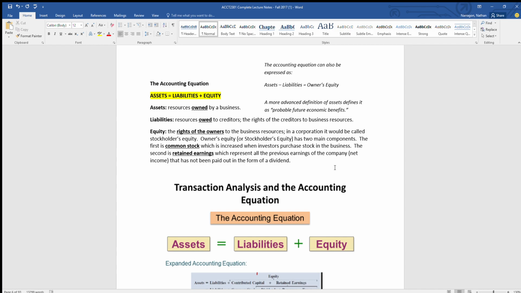Retained earnings is basically any previous earnings of the company, what is known as net income, that have not been paid out in the form of a dividend. So we haven't paid the owners a dividend from the income earned. Retained earnings is a big account, and we're going to be talking about it in quite a few chapters. But remember this, that equity has two major accounts right now, common stock and retained earnings. And we're going to get into the formula for retained earnings in just a sec.